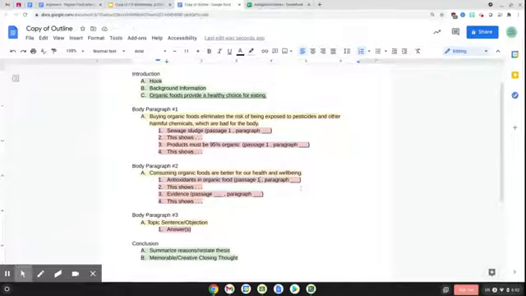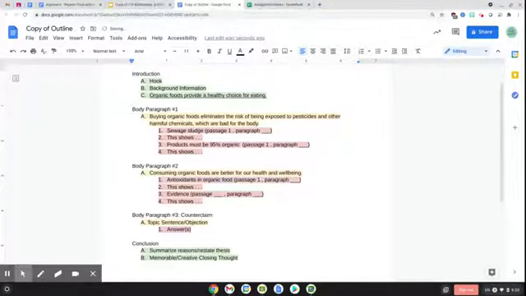Okay. Trying to prove my point. I'm going to do two pieces of evidence and then I'm going to explain it afterwards. This shows that blah, blah, blah. And this shows that blah, blah, blah. Okay. Then we have to go down to body paragraph 3. And this is called your counterclaim.